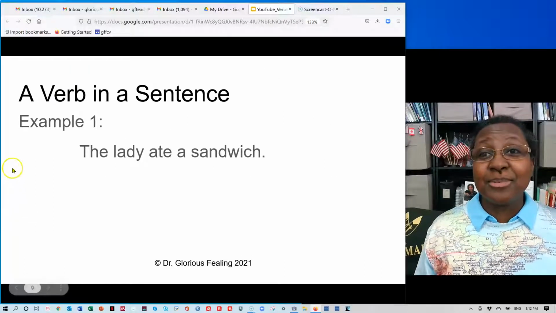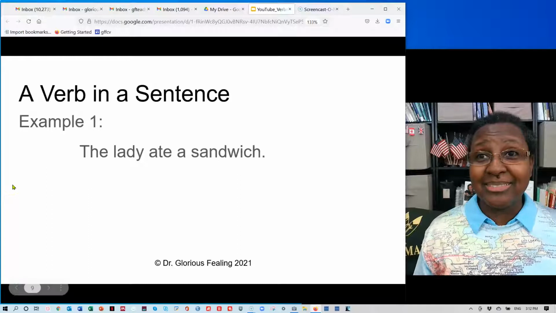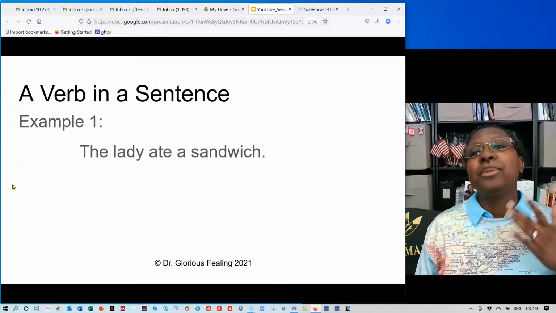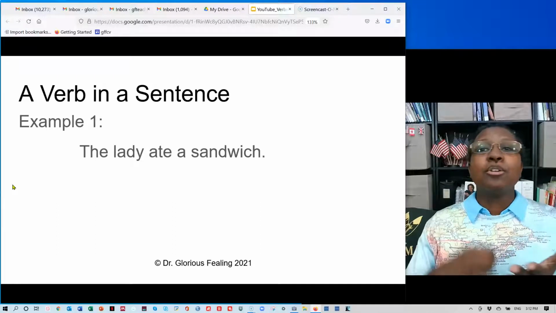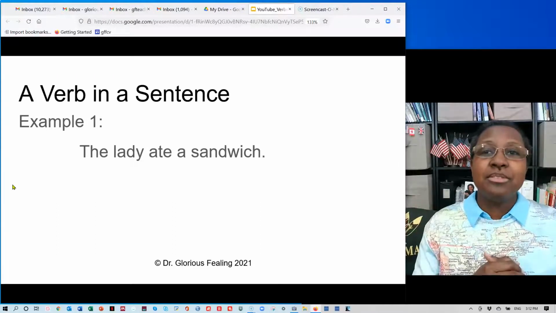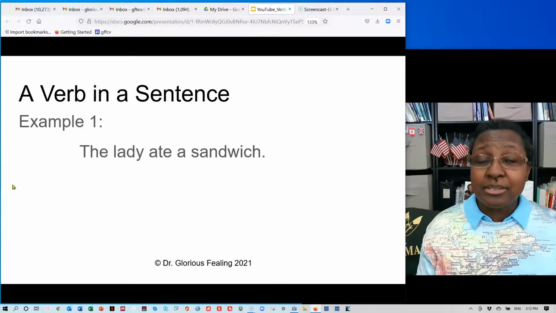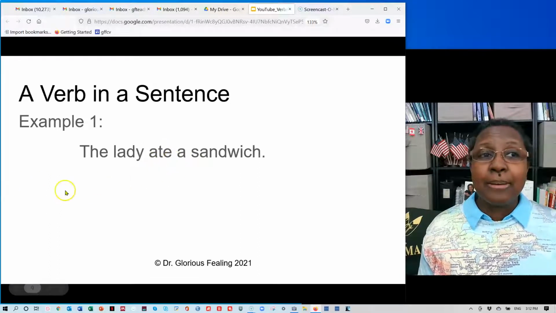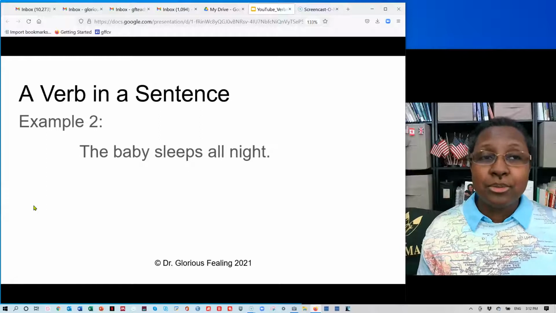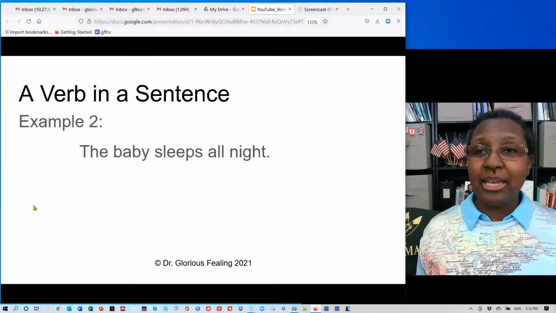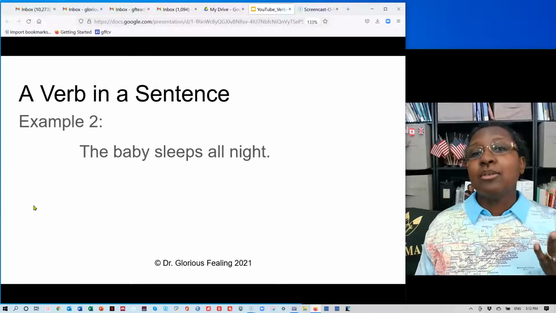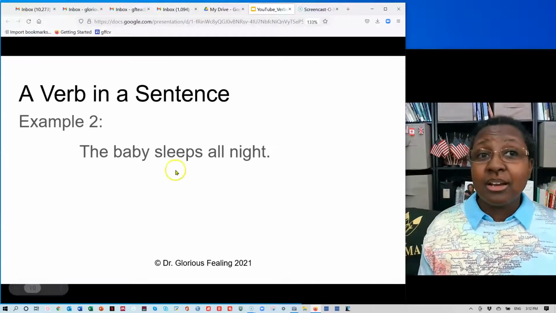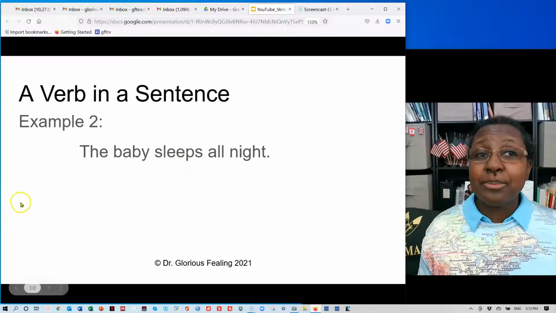Let's look at verbs in a sentence. Example 1. The lady ate a sandwich. Is there being or auxiliary, or is there action present in this sentence? Yes, there is. Ate. The lady ate a sandwich. Example 2. The baby sleeps all night. Is there being or action in this sentence? There is, isn't there? Sleeps. The baby sleeps all night.